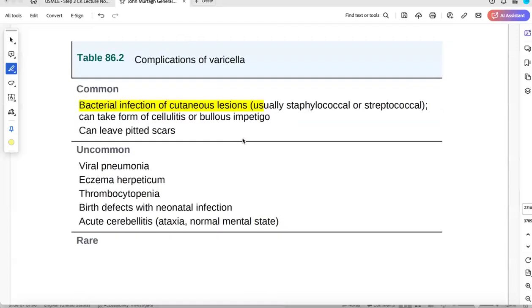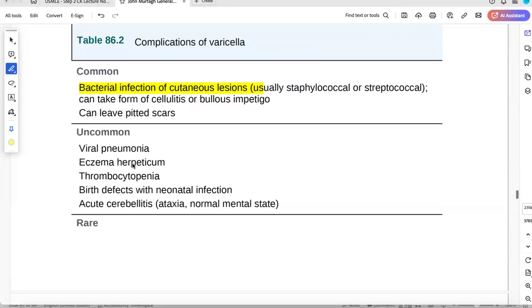So what are the complications of chickenpox? The main complication is that those rashes sometimes can get secondary infection by bacteria, most of the time either a staph or a streptococcal infection. That's the commonest complication. Sometimes varicella patients can have pneumonia. They can have eczema herpeticum. They can have thrombocytopenia. These are not really important.